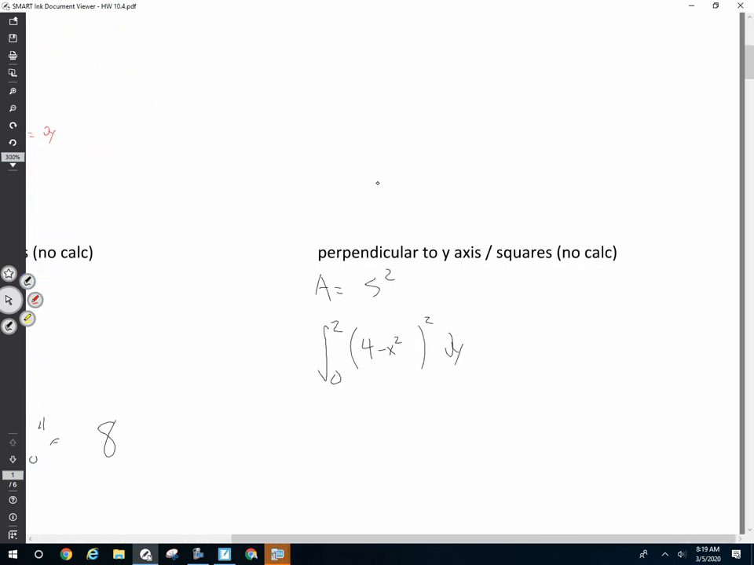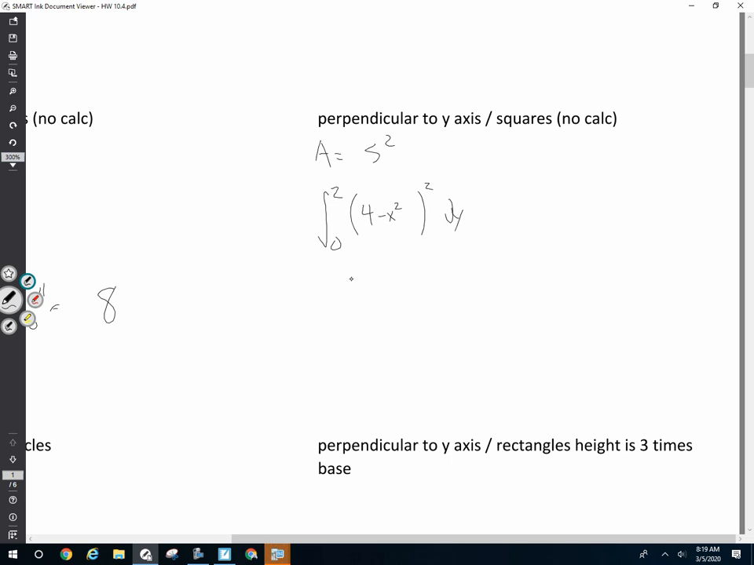Now I ask you to do this without a calculator. What do you have to do? You're going to have to distribute. So (4 minus y squared) squared is 16 minus 8y squared plus y to the 4th. You have to then take the antiderivative. Don't forget to take the antiderivative. I get 16y minus 8/3 y cubed plus 1/5 y to the 5th, from 0 to 2. It's going to be 32 minus 64/3 plus 32/5. You can leave it like this. This is fine for free response.